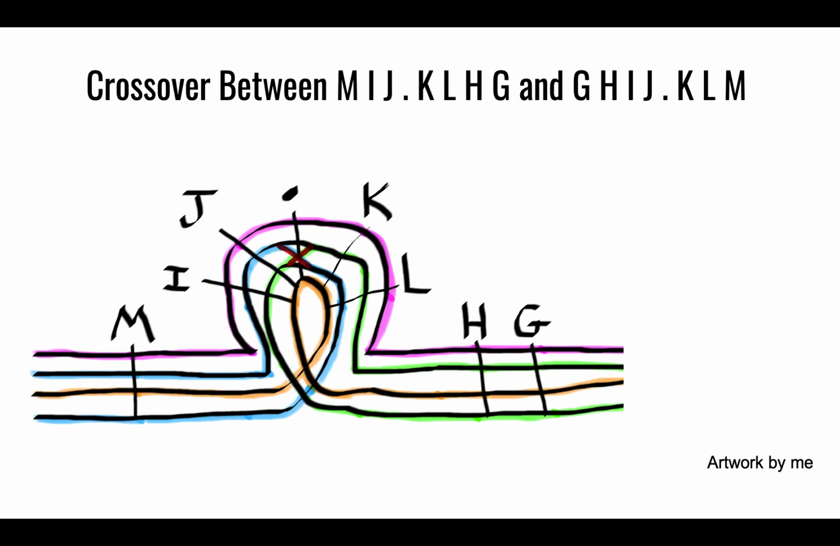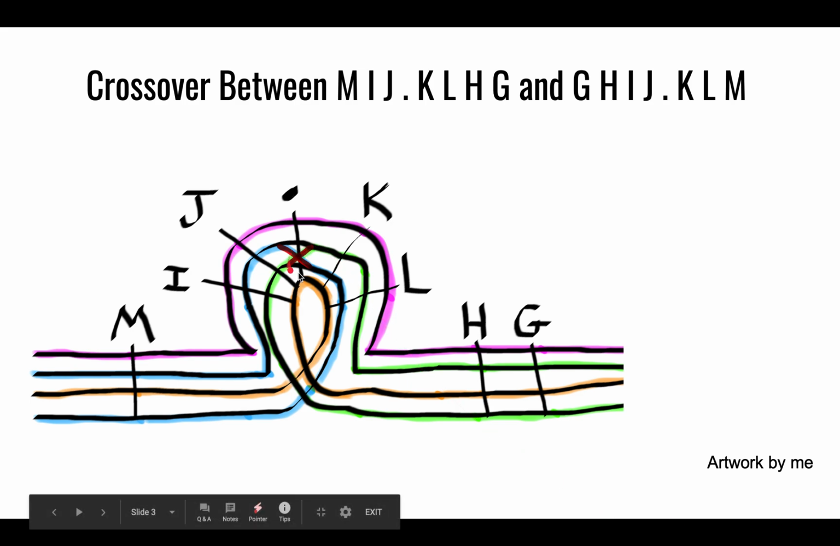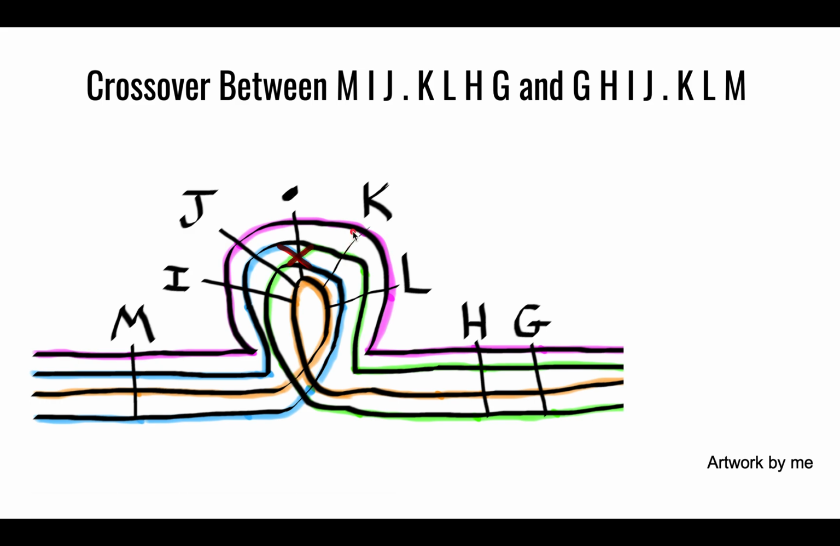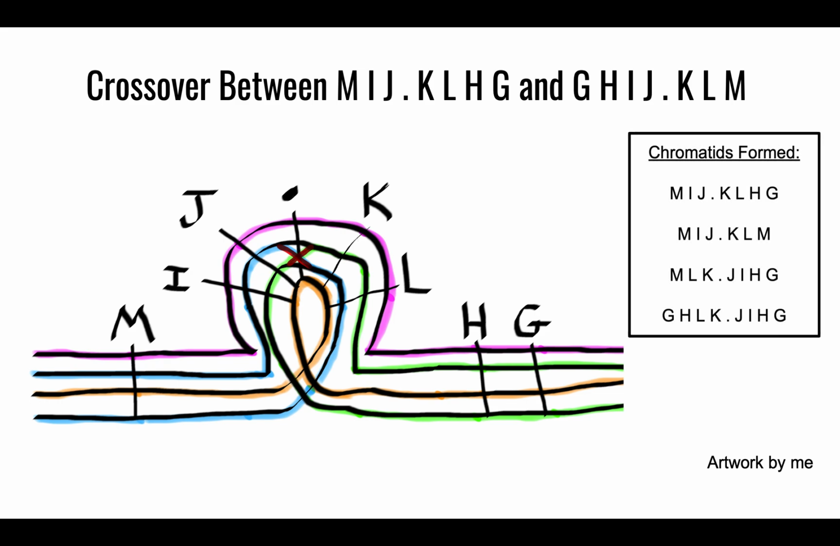So first off, we're going to look at a crossover between these two chromosomes. And as you can see, I have the crossing over located on the centromere in between the J and K. While I know it is rare to have it over the centromere, that is how I chose to portray this example. And so the 4 chromatids formed are these 4, and we would like to know if they are viable.